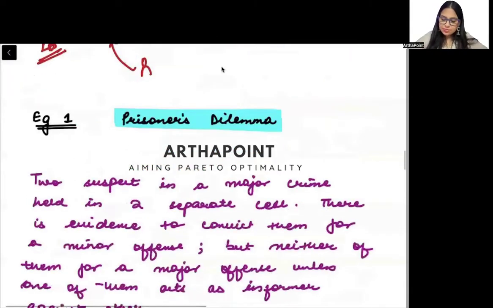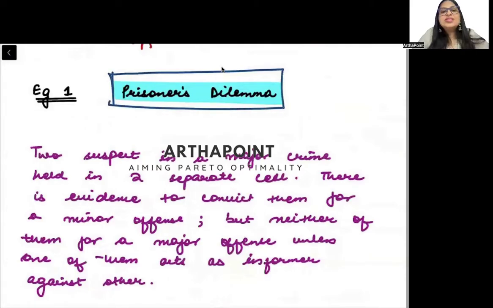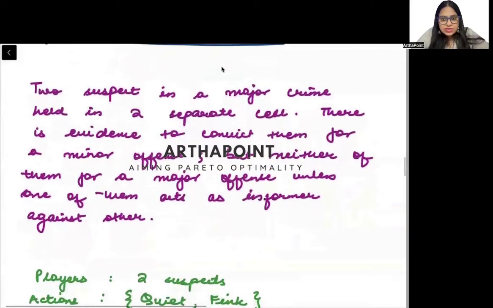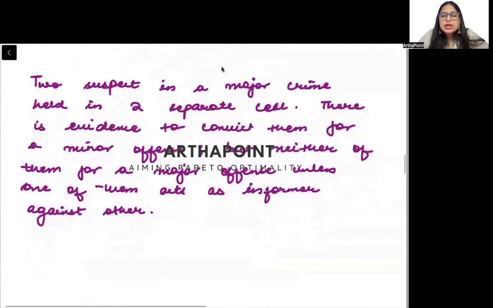Let's take the first example. The most famous example, prisoner's dilemma. So consider that there are two suspects, two people who have committed a crime together. The crime these two have committed is a very major crime. But I don't have proof for their major crime. I don't have any proof for the major crime that they have committed. But I have a proof for their minor crime.